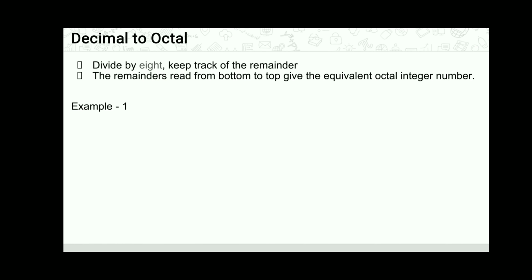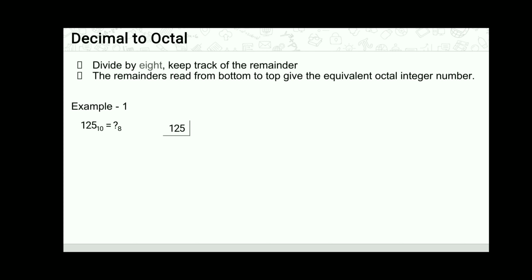The trick to remember for this type of conversion is to divide the given decimal number by 8 and keep track of the remainder. The remainders are read from bottom to top, that is from the least significant digit to the most significant digit. So let's go through an example. We have to find the octal equivalent of decimal number 125.